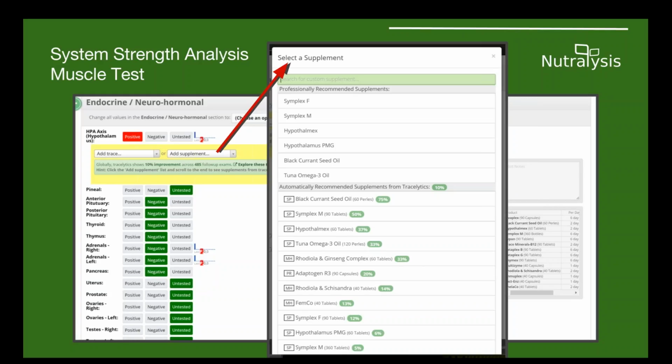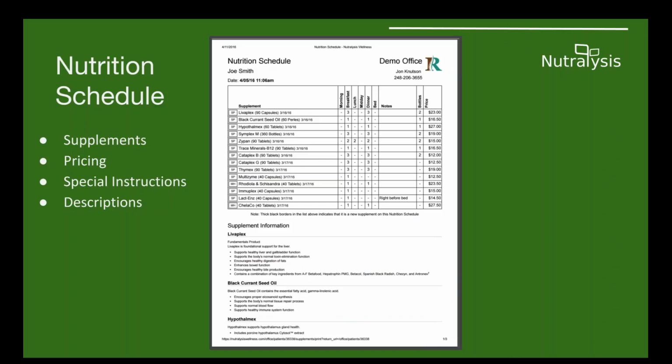Thank you. And it's so great to have a doctor on the line with us, because you're using it, and this is what's important to you, and so that's what's going to be important to our listeners tonight. So the next slide really shows one of the most important features of our Nutralysis system: being able to print a professional-looking nutrition schedule for your patient.